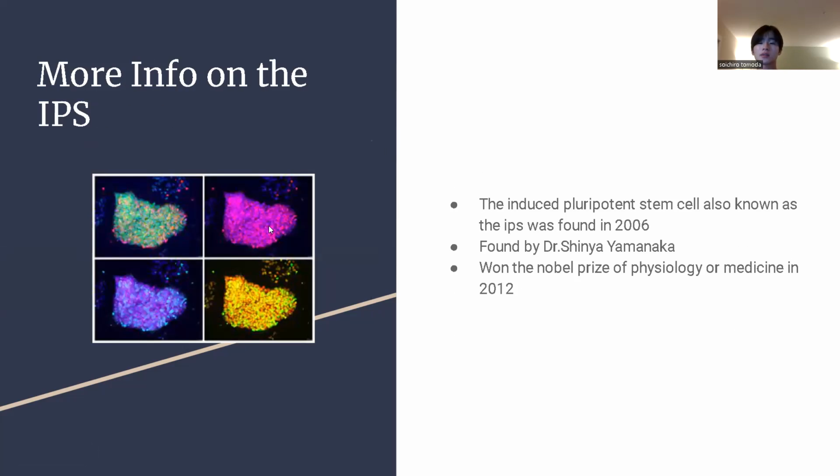More info on IPS. Induced pluripotent stem cell, also known as IPS, was found in 2006. And it was found by Dr. Shinya Yamanaka and his research group in Japan. And this research won the Nobel Prize in Physiology or Medicine in 2012.